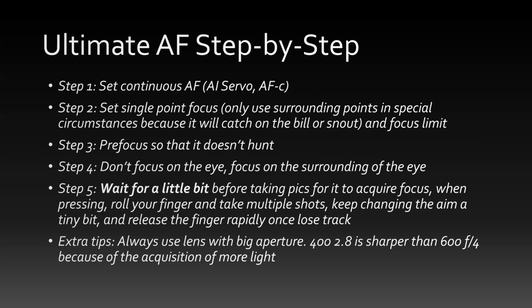So anyways, let's go to the step-by-step, right? Step 1, set continuous AF, which is AI Servo in Canon, AF-C for Nikon. I don't know what it is for Sony. Just kidding. But just set continuous instead of single shot, so that the autofocus point will keep refreshing to check if the subject has moved, right?